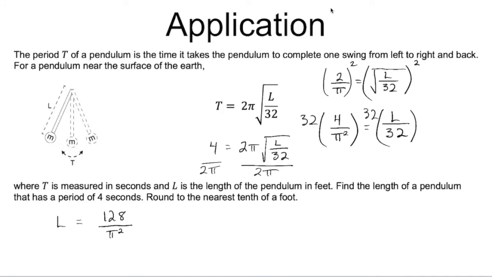Then do a little bit of calculations with your calculator. You're going to end up with a result that's somewhere around 12.96 or 12.98, something like that. But it wants us to round the answer to the nearest tenth of a foot. And it forces us, in this case, to state the answer as 13 feet.